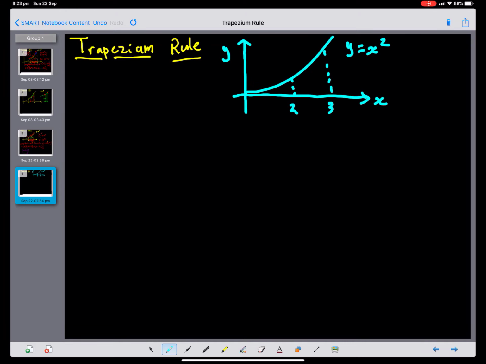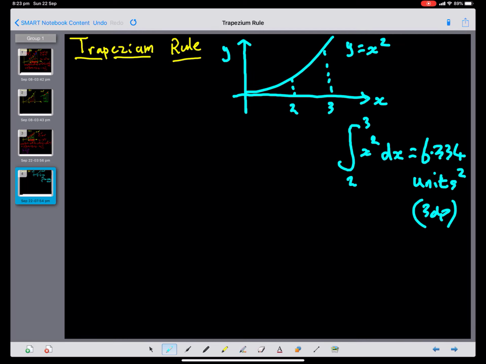And if you're interested in the notation, we can use this notation. That means area is called an integral between 2 and 3 of x squared dx. And this notation might not mean anything to you until you've studied calculus. And we can find out that the exact area is 6.334 units squared to 3 decimal places. Okay, now that's the exact value. Don't worry too much about this notation if you haven't studied it.